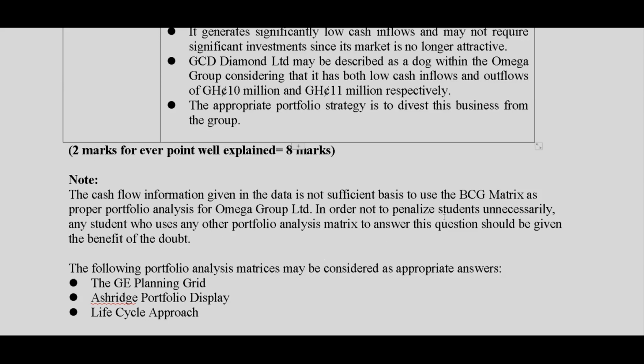That's why I told you guys earlier about the last two dates. In December 2022, students were told to use the Shell Directional Policy Matrix. If you didn't know and you still used BCG to answer, you'd be given the benefit of the doubt. You can even chip this in the life cycle model as well. I said, do anything it takes to pass.